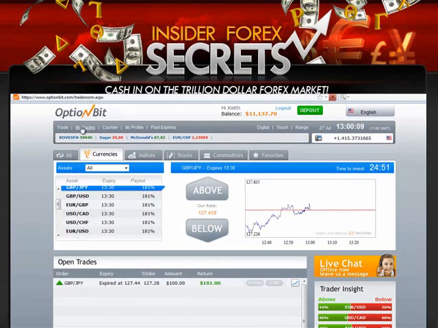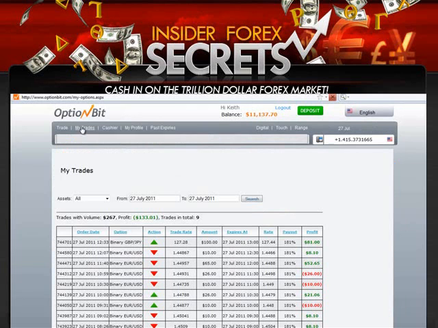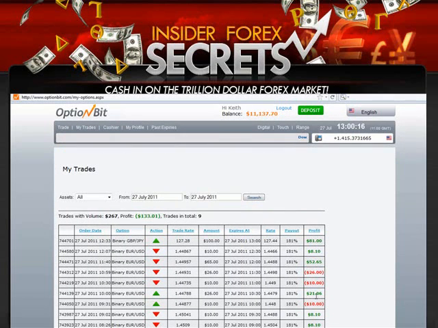But as you can see there, $11,137.70, giving me a total profit for this trading session in excess of $133. Not bad for a morning's work, I think you'll agree.